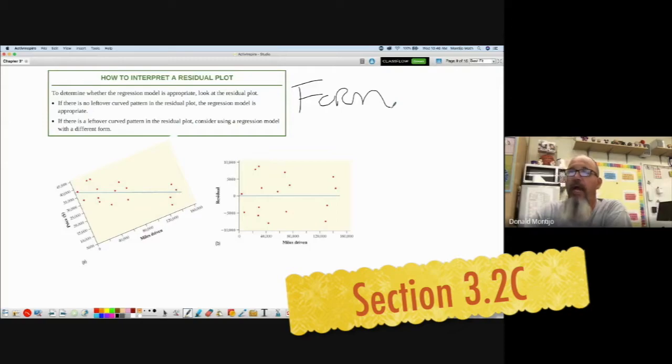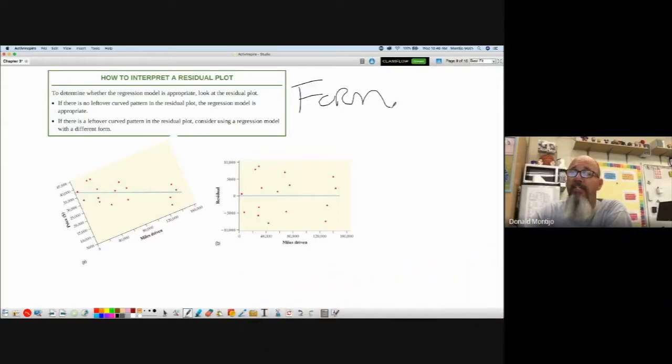All right, so now we know how to describe this distribution. We know how to make predictions by plugging in X values for Y. We know how to calculate the residuals and make a residual plot. Okay?